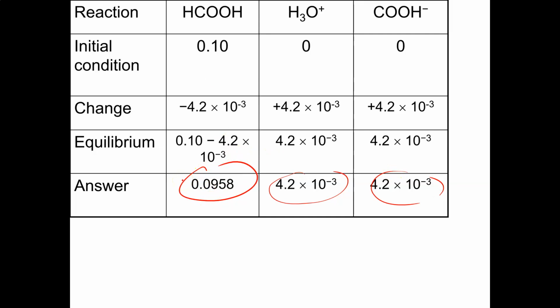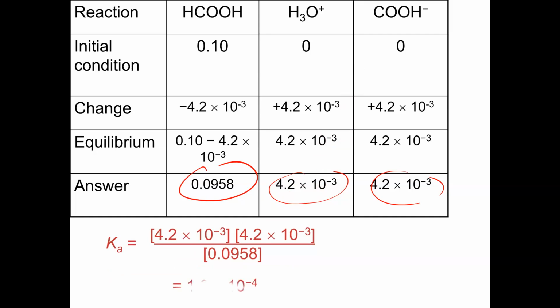Remember, to solve for K, which is a type 1 question, you need everything equilibrium-wise, and you have everything now. So now all you've got to do is plug and chug into your K expression. There's your products over reactants, and your K comes out to be 1.8 times 10 to the negative 4. Pretty small number, so it's a weak acid, and it looks like a weak acid. So it seems like a valid number.